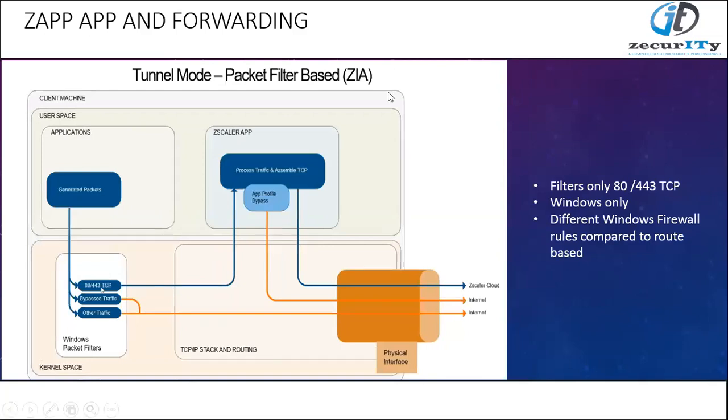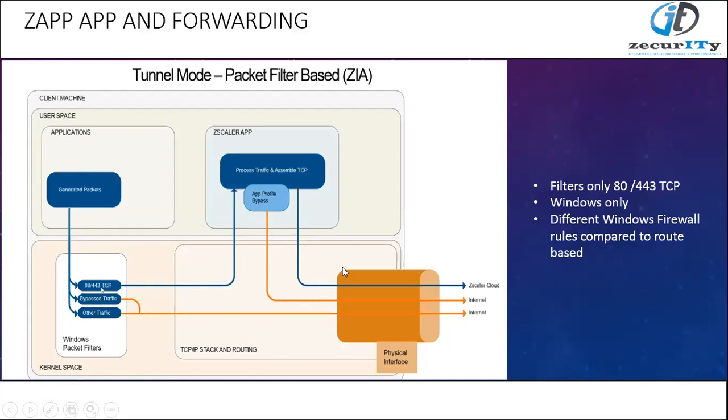Tunnel mode, packet filter based. The applications will generate the packets, and in the kernel space of the user computer, the filters will act based on the packets. 80 and 443 traffic will be processed and sent to the Zscaler app. Bypass traffic and other traffic will be forwarded to the internet directly from the gateway. If there is any exception in the app profile, that will be forwarded to the internet.